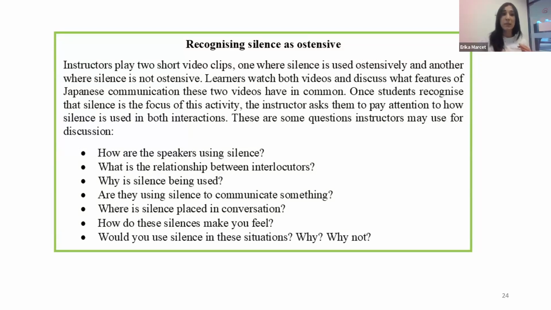to communicate effectively. And as you can see as well, in order to minimize those affective issues that learners may experience later on, we can also bring in questions that tackle those affective factors in L2 communication, such as how do these silences make you feel?